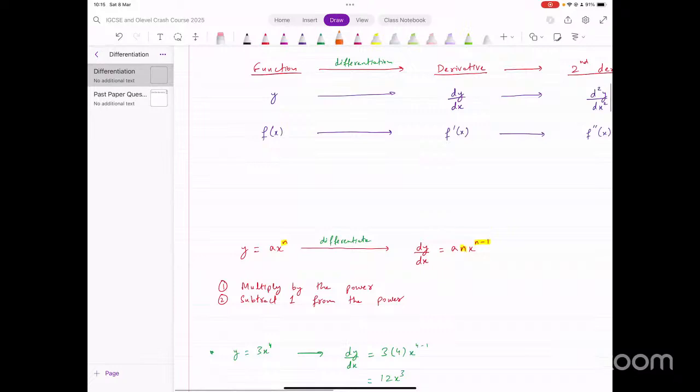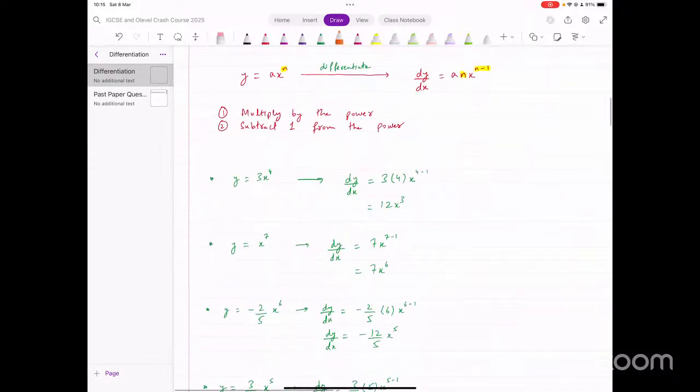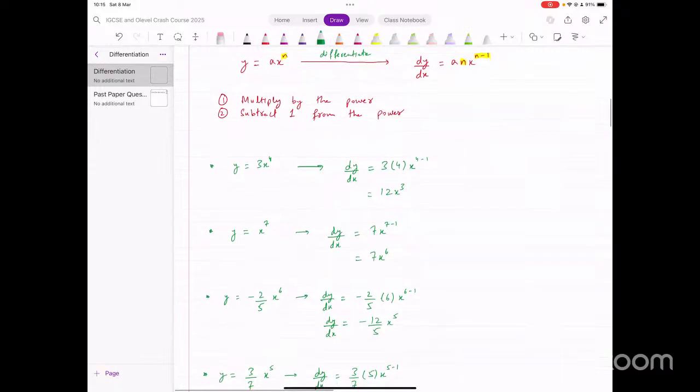This is the notation that we use. Derivative of y is dy over dx. Derivative of f of x is f dash of x. These are the notations that we have. The rule that we apply for differentiation is this: if you have x raised to power n, that becomes nx raised to power n minus 1. If there's any constant multiplying outside, that remains as it is. So there are two things that you do. To find the derivative, you multiply by the power and subtract 1 from the power. Okay. We did some examples of this.